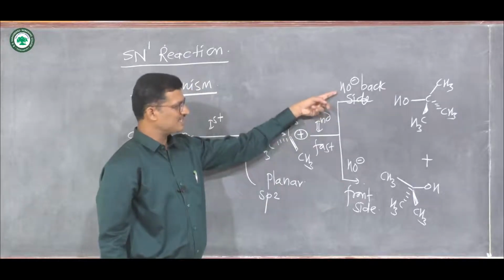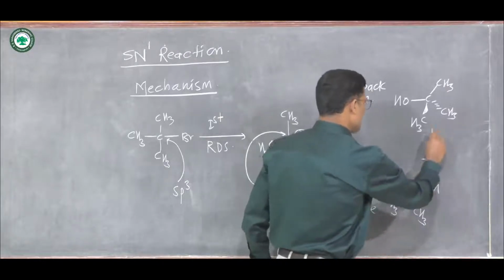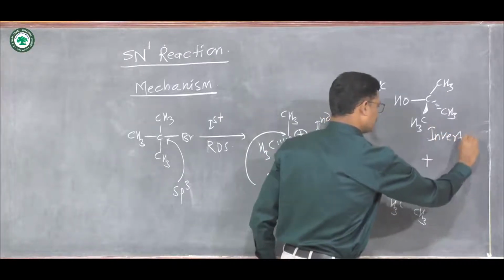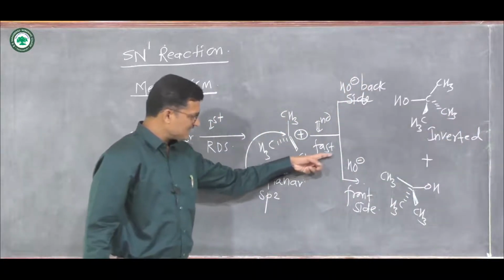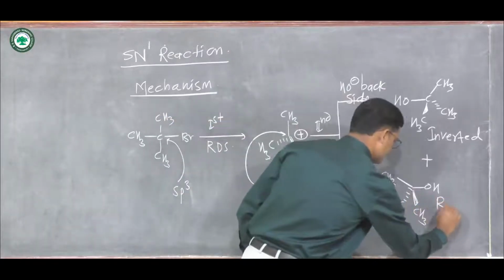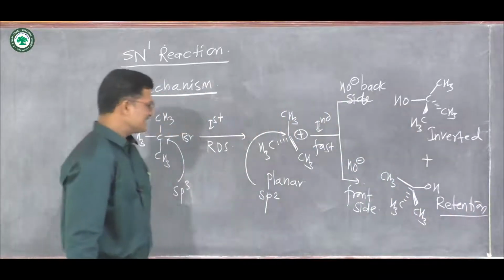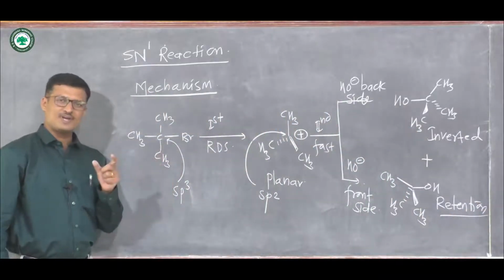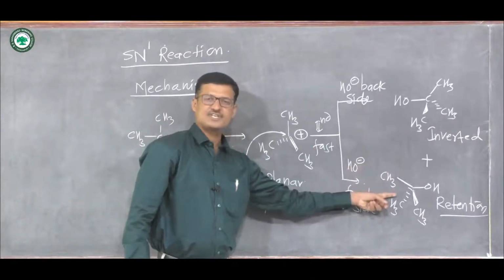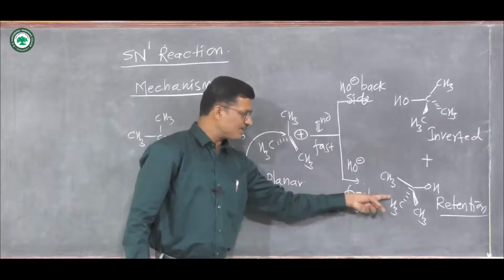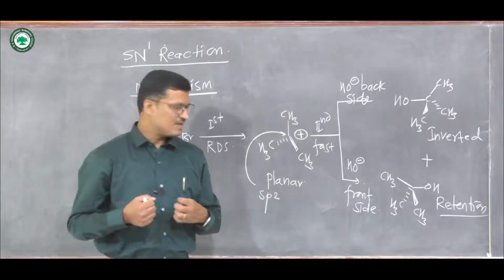When the attack of nucleophile takes place from the backside, then we get what we say is the inverted product. And when the attack of nucleophile takes place from the front side, then we get the retention product. When your starting compound or substrate is optically active, then we get an inverted product as well as a retention product. And when we get an inverted product and retention product, then we get a racemic mixture.